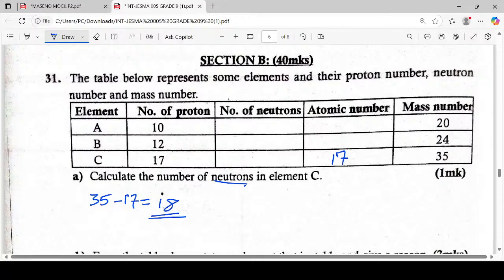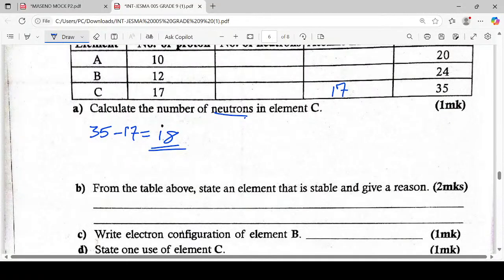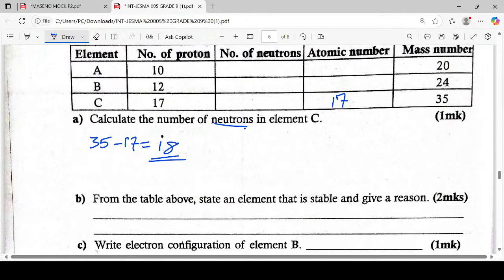That gives you 18 as the answer. From the table above, state an element that is stable and give a reason. For you to know an element that is stable, learners, this is an element that has 8 electrons in its outermost energy level. 8 electrons.